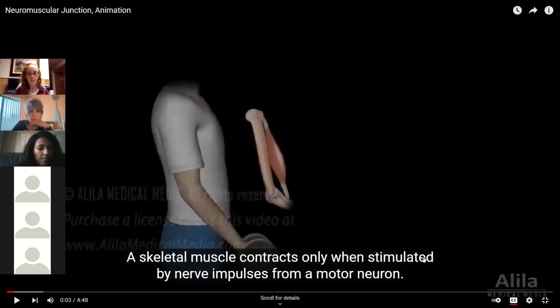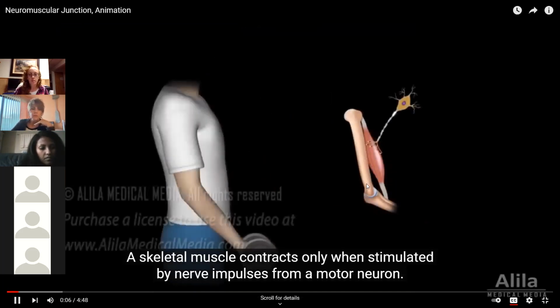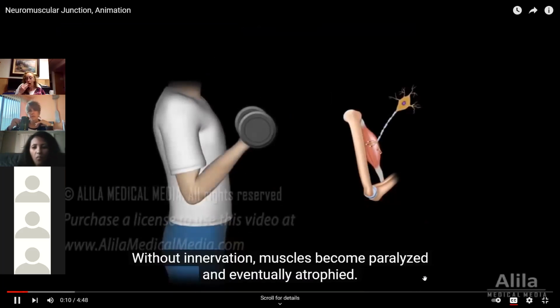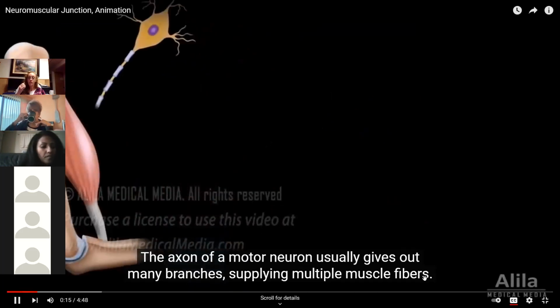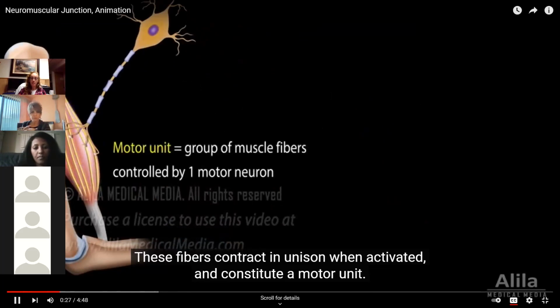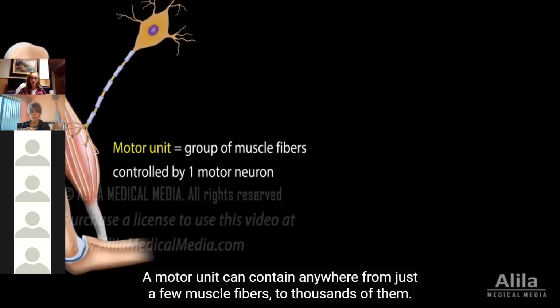So this is talking about excitation contraction coupling. Skeletal muscle contracts only when stimulated by nerve impulses from a motor neuron. Without innervation, muscles become paralyzed and eventually atrophied. The axon of a motor neuron usually gives out many branches, supplying multiple muscle fibers. These fibers contract in unison when activated and constitute a motor unit. A motor unit can contain anywhere from just a few muscle fibers to thousands of them.